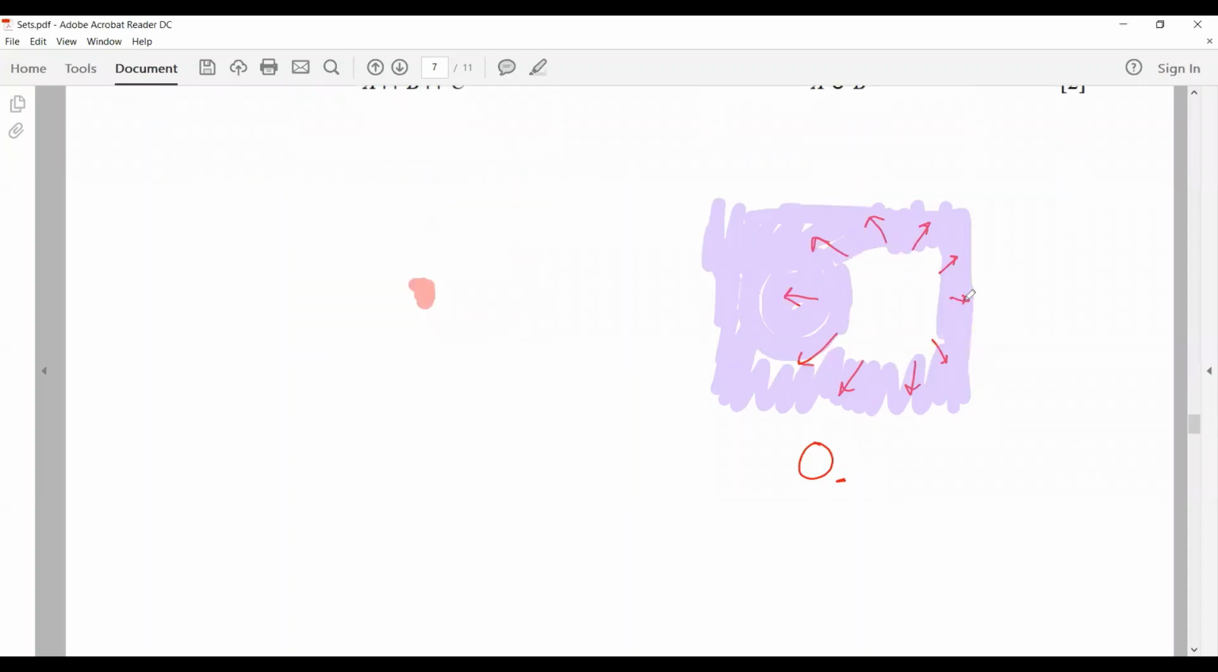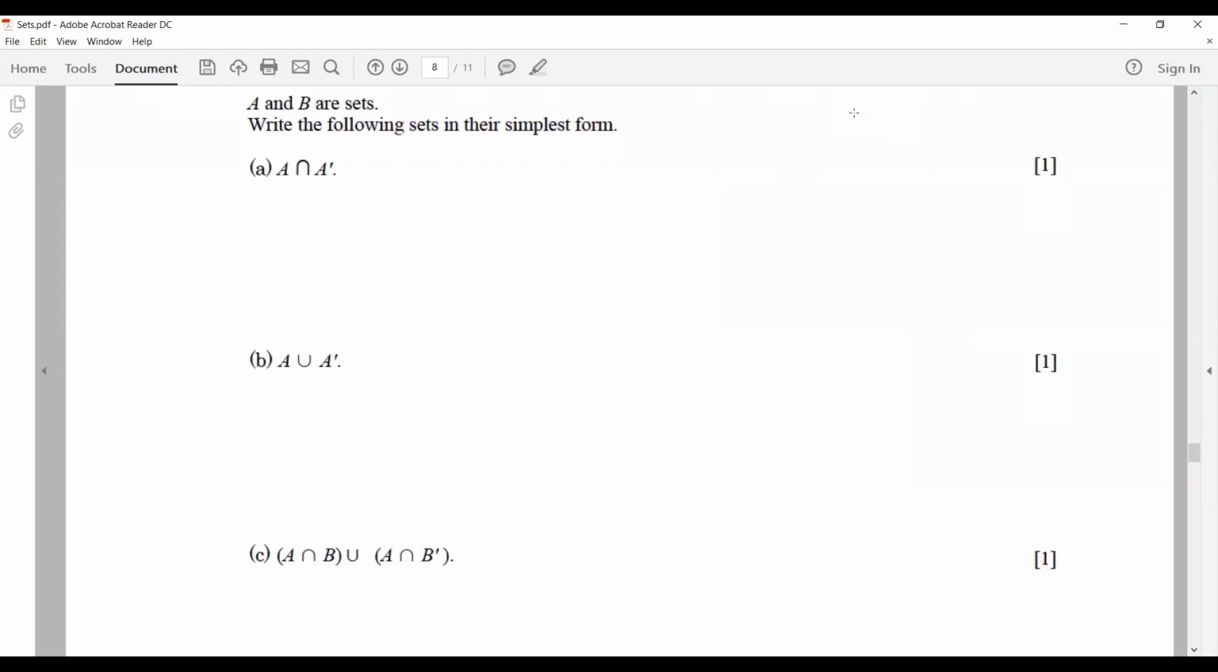And next question. A and B are sets. Write the following sets in their simplest form. A intersect A complement. Actually, there is nothing common between a set and its complement. It doesn't matter if it's A, B, or C, right? They're sharing no region together. So the answer is the empty set, right? And if I draw this, the corresponding set, if this is A, anything outside A doesn't share anything with inside A, right? So it's clear it's empty.